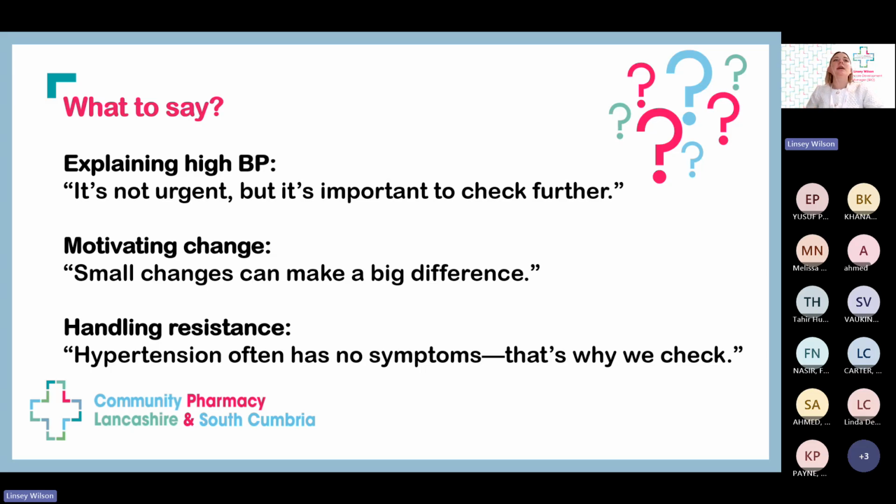So saying things like small changes can make a big difference, and then handling that resistance. It's really important that when people say, oh, well, I feel fine, it's just a high blood pressure, I feel fine, we reiterate that hypertension often has no symptoms at all, but that's why it's so important that we check. Outlining those risk factors in a nice, calm manner so we're not causing any havoc, and letting them know the things we're looking out for, why we're looking out for them, and why it's so important that we pick up this hypertension early.